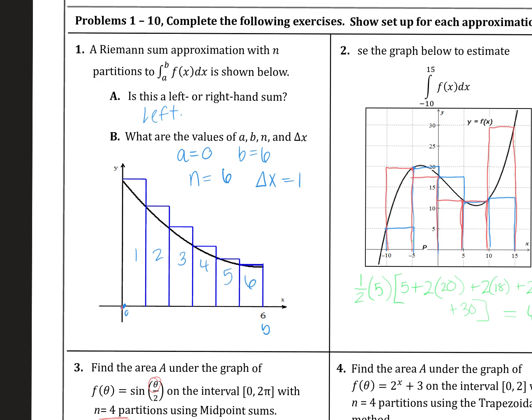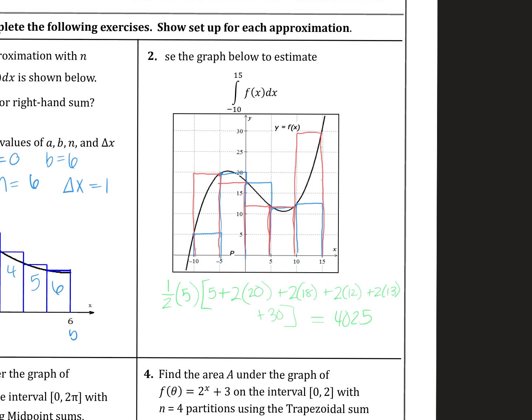All right. So number 2, we kind of set up and talked about together, right? I got 412. Yeah, 402.5. As long as you're within that, that's fine. It depends on what sum you used, and that's okay.